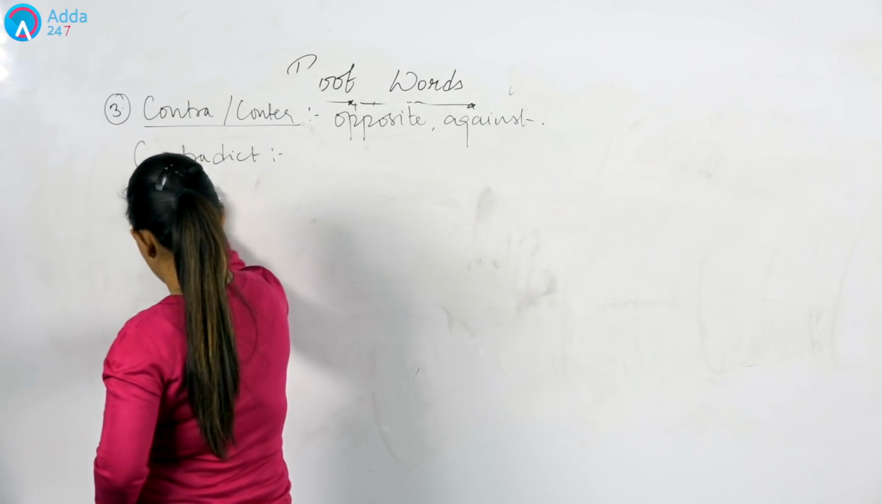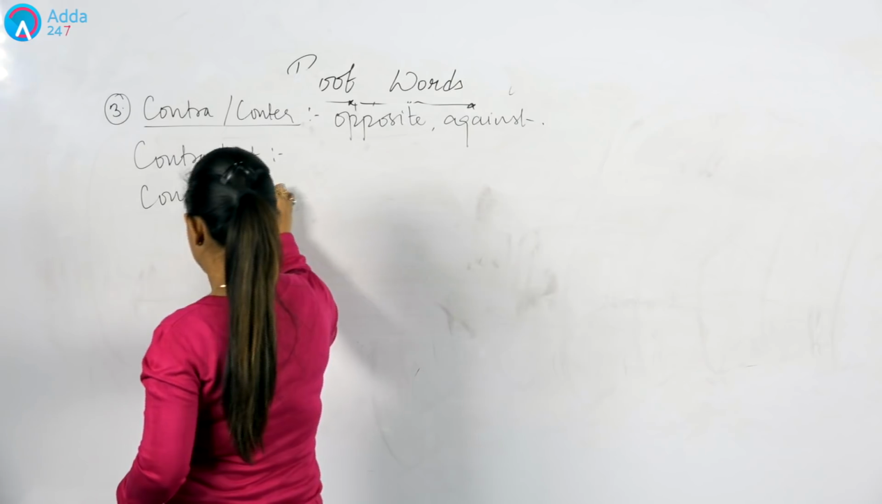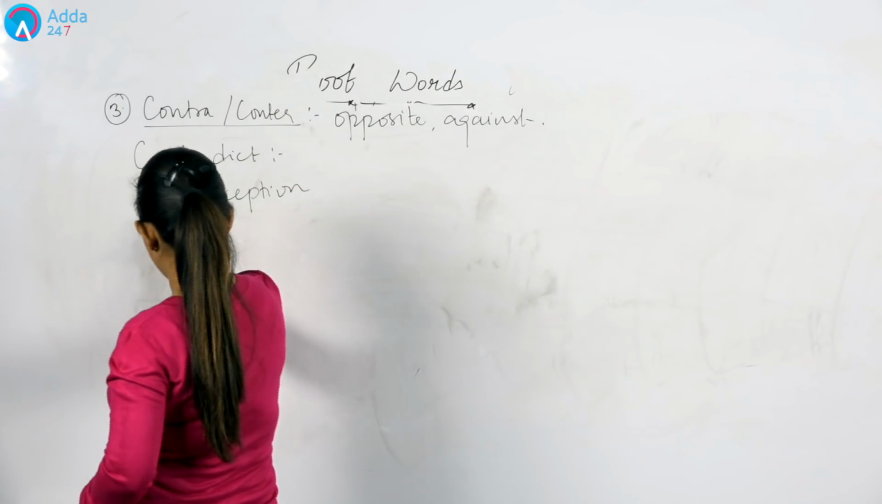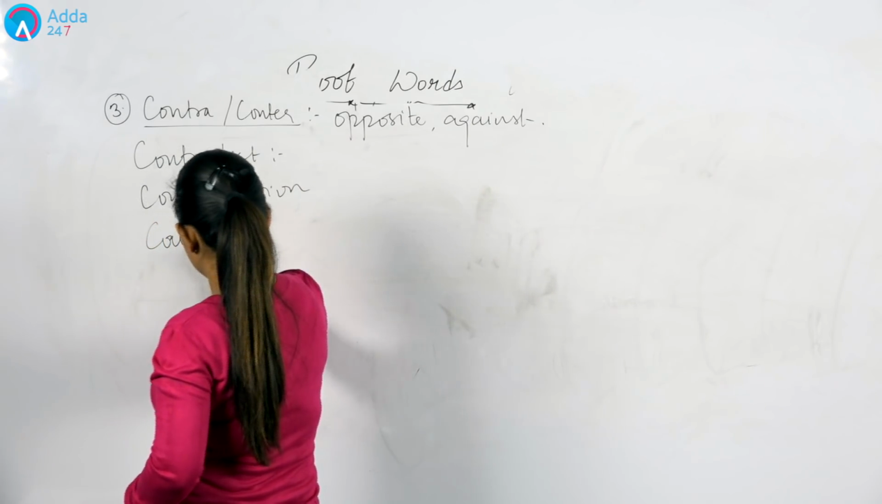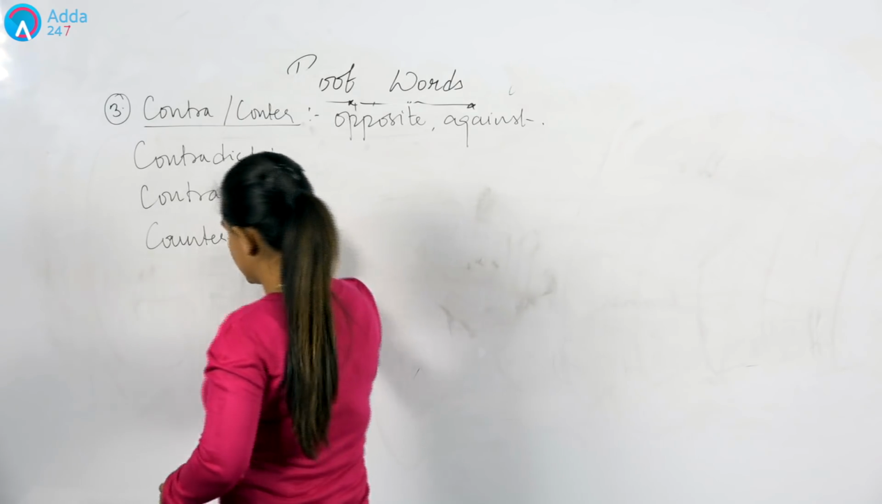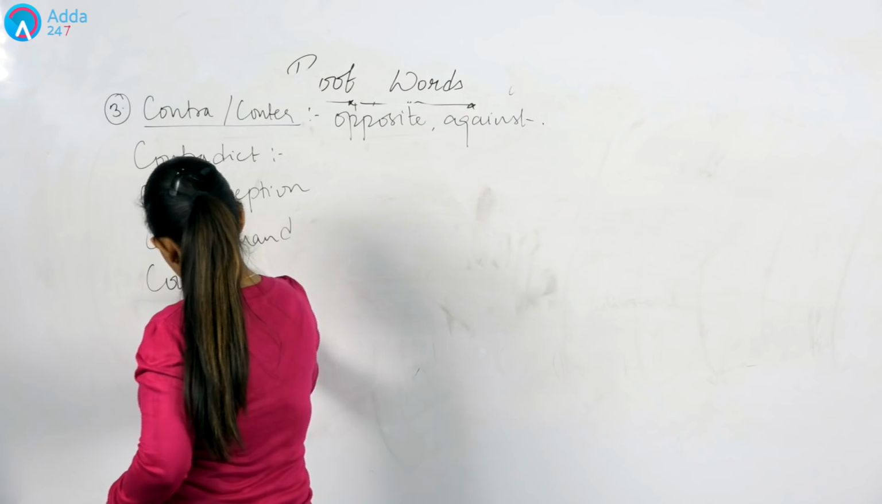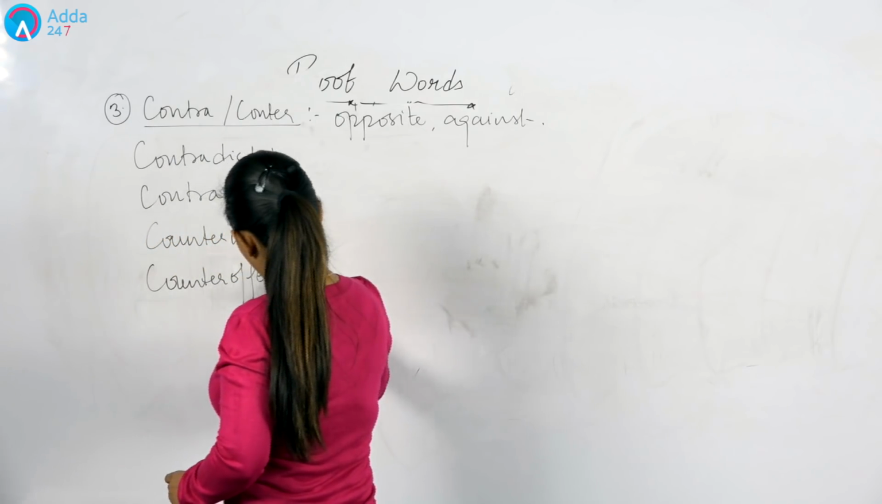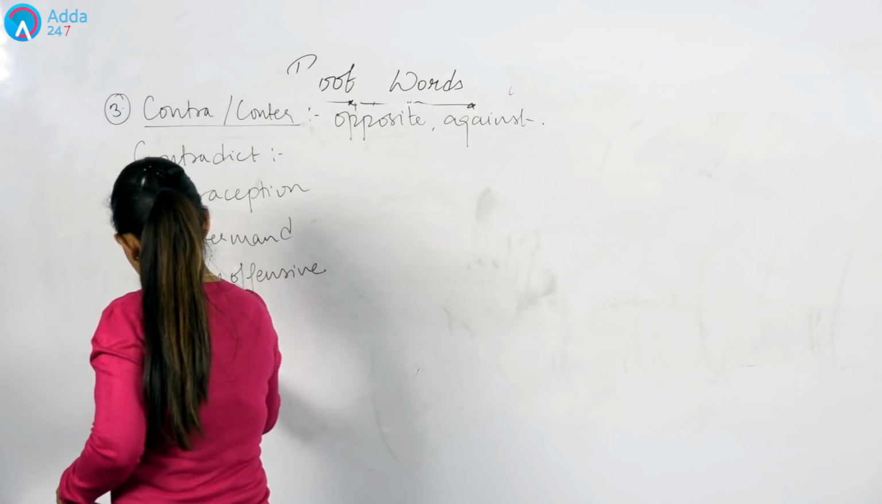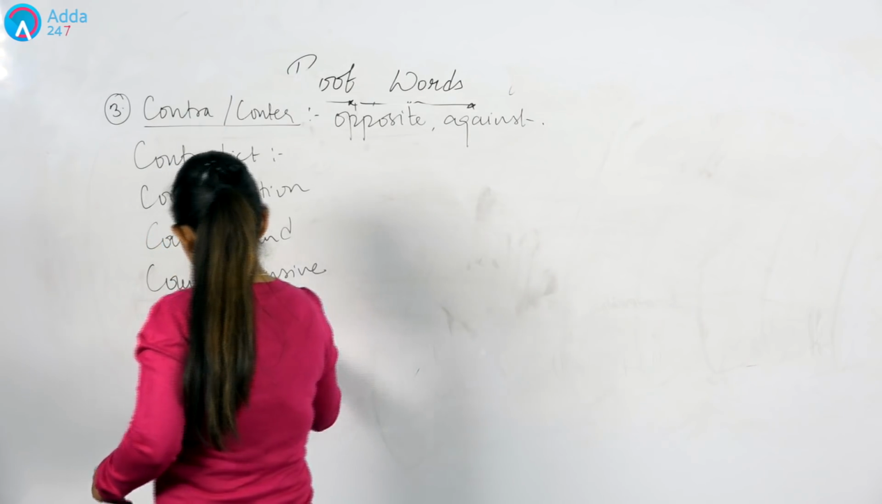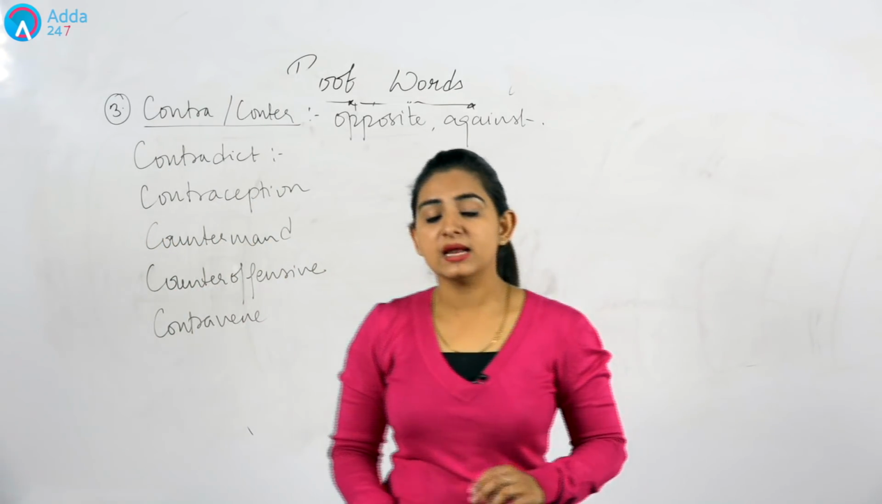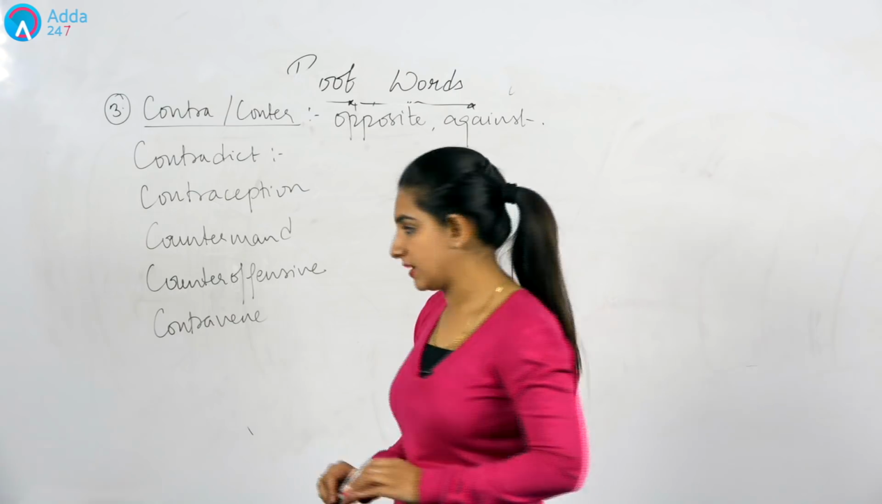Then we have contraception. Then we have countermand. Here again you have a root word. Then we say counteroffensive. And we have contravene. Now, try and understand the meanings of these words as well.